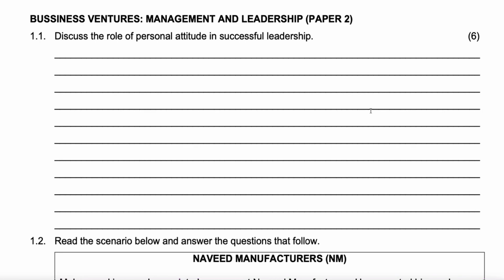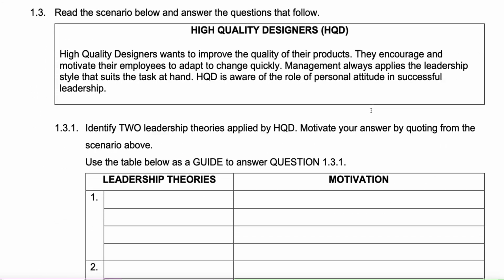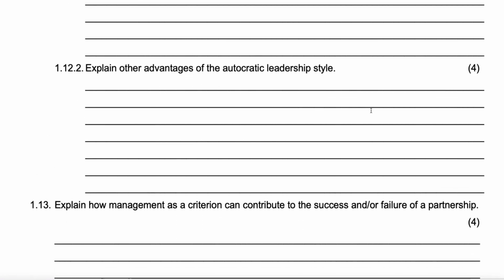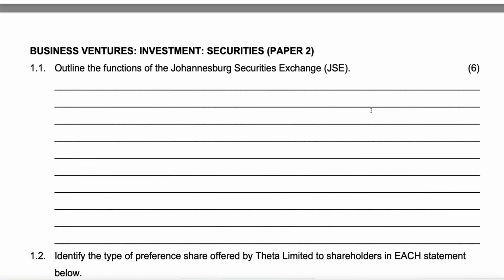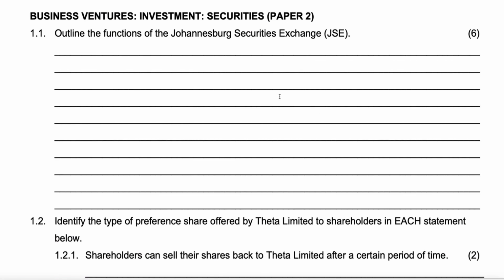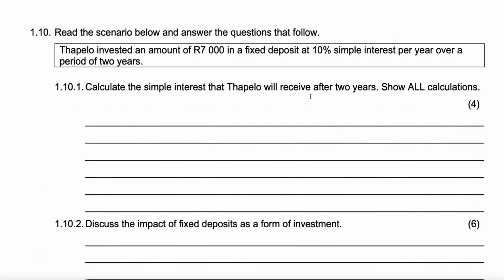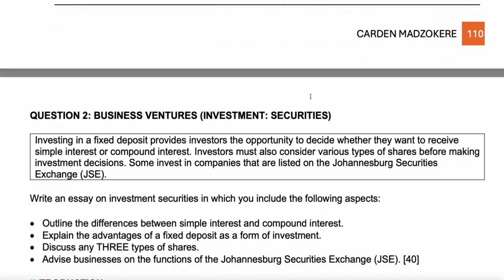Right, then we have business ventures. Here, this will be your paper 2, and that's management and leadership. So there we have our management and leadership questions and all our leadership styles and all that. And then let's get to see what essays we have. So this is number 1, and we have our space as usual. And this is it. Okay, then we go to investment securities. That's paper 2. And so this is what we have under investment securities. All the questions under that, there they are. And that's it. We now have the essays, and that's it.